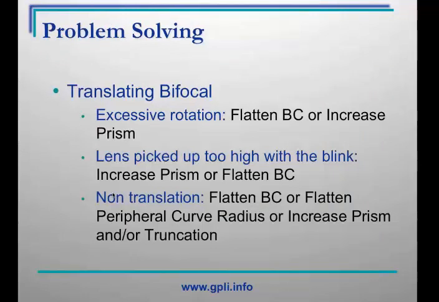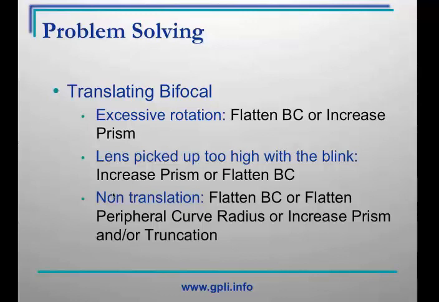So the rule of threes in problem solving these patients: if there's excessive rotation, flatten the base curve radius. Secondarily, you could increase the prism. If the lens is picked up too high with the blink, increase the prism. The secondary option would be to flatten the base curve. A third problem would be, what if the lens doesn't translate, or it only translates intermittently? This could be a flaccid lower lid, which means no change will help, and you need to go to an aspheric design. But the first step would be to try to bring that edge out a little bit so it stays out onto the lid margin.